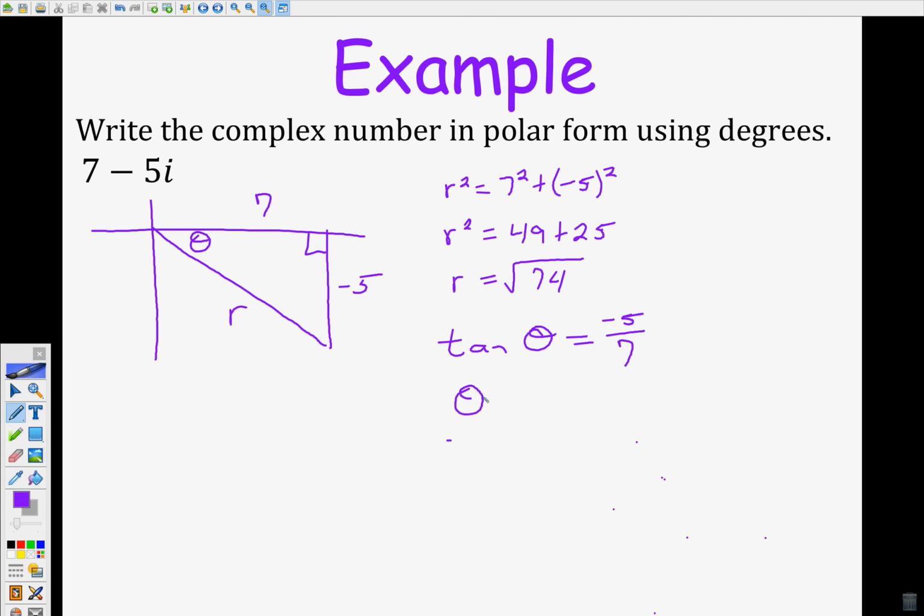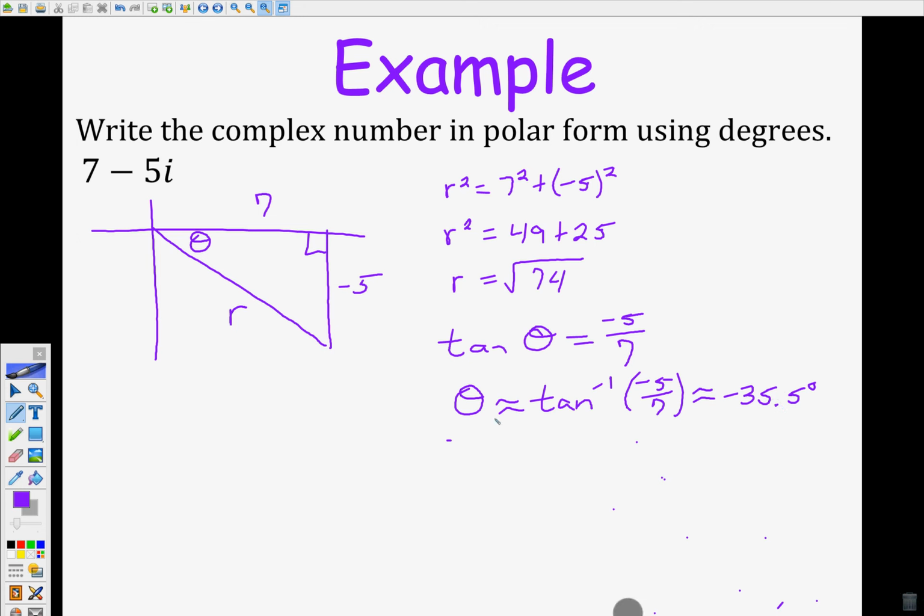So in order to find theta, I'm going to need my calculator. And I'm going to put in tangent inverse of negative 5 over 7. And I will find out that theta is negative 35.5 degrees. Now, we can leave it like that. That would be just fine.